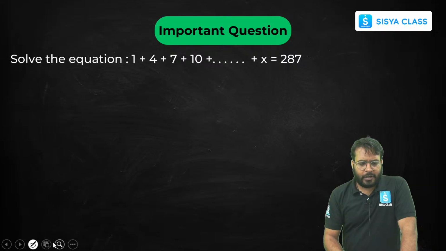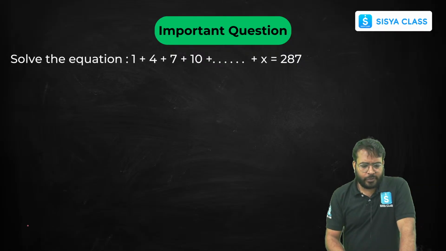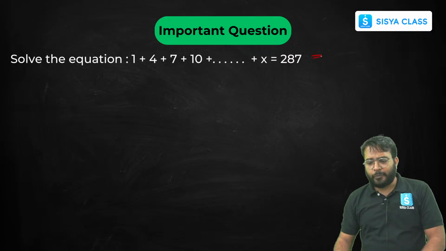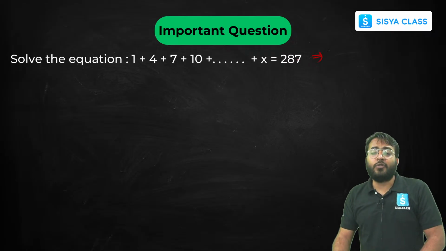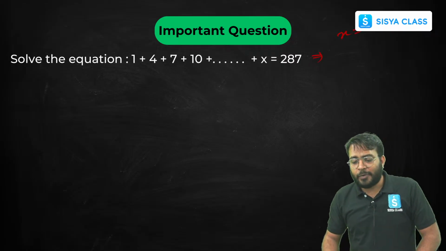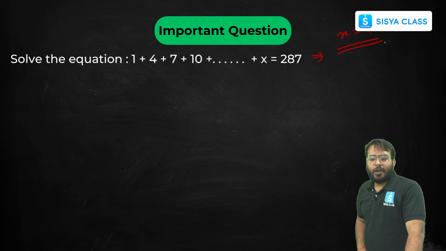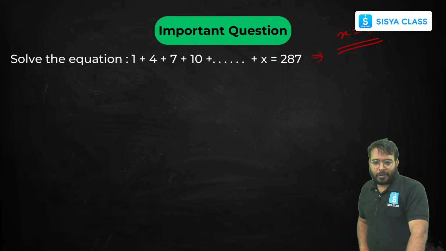Last question. Solve this equation. So we have one equation, and we need to solve it. Solving means finding the value of the unknown. That means here we need to find the value of x. What is this x value?